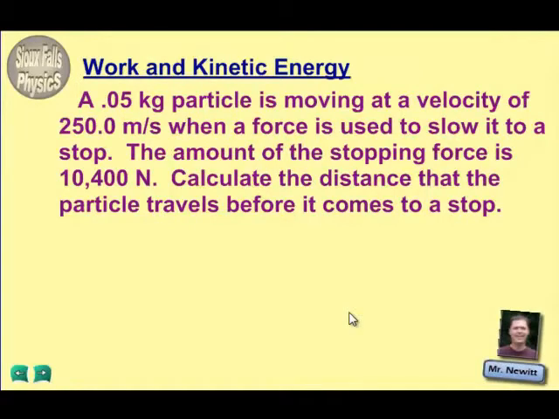We have a work and kinetic energy problem here. This is a really key example here. This is a big concept, so hopefully this one will help you in learning this.